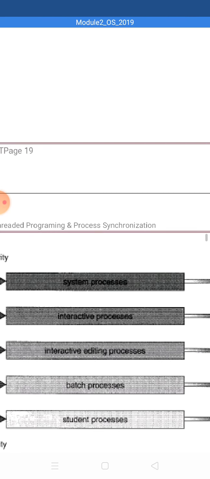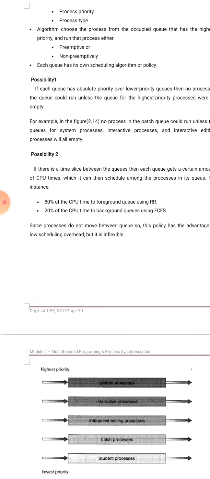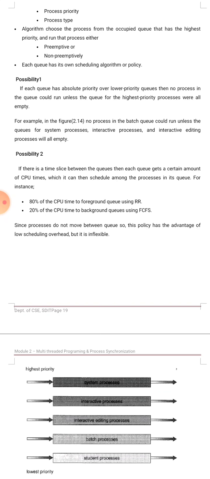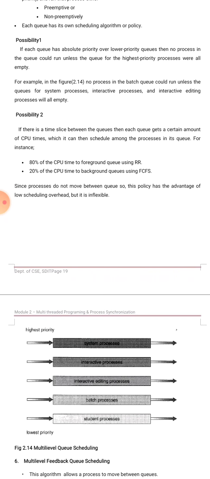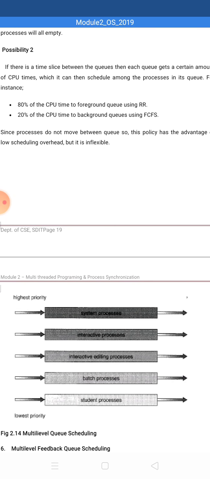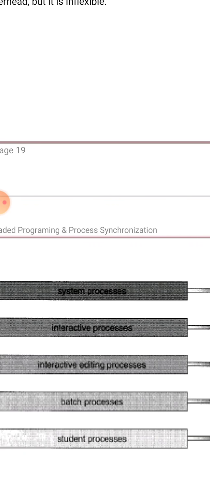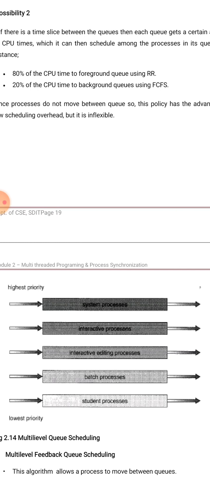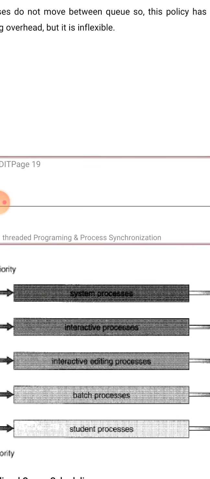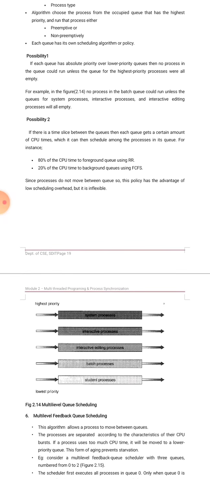Each queue gets a certain amount. This particular queue, the system process queue, can execute for how many milliseconds? That is 2 milliseconds. That is what we are calling CPU time, which it can then schedule among the processes in its queue. For those 2 milliseconds, you allow the processes in this queue to execute. Immediately after that, the next queue starts to execute. That is interactive processes. Whatever process is in this queue can execute for the next 2 milliseconds. So this is what you have to tell for multi-level queue scheduling.